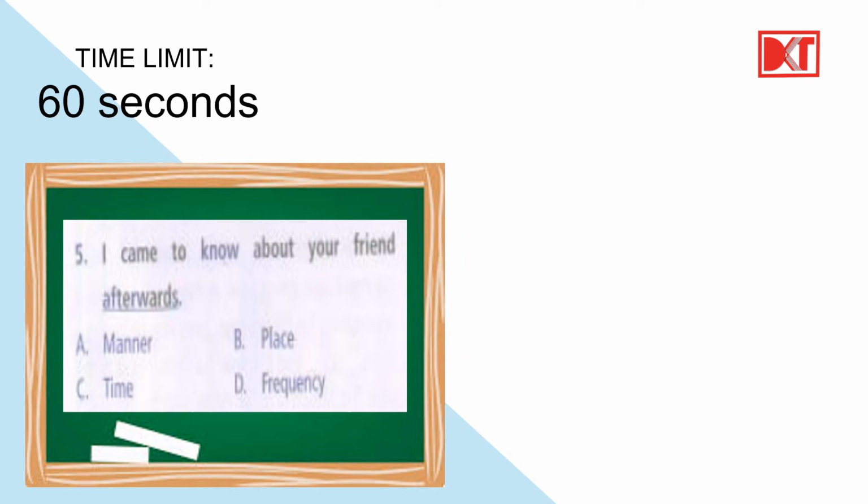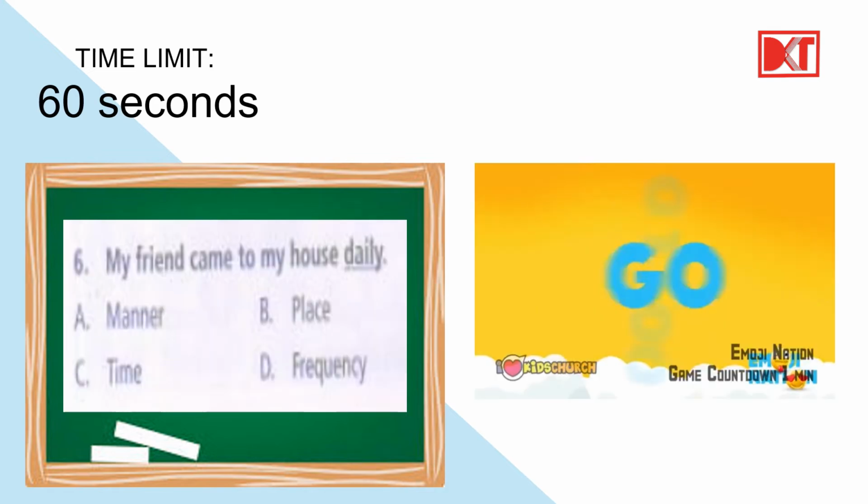I came to know about your friend afterwards. So this afterwards, the underlined word, which question is it answering? It's answering the question of time. Like, when did you come to know about my friend? I came to know about your friend afterwards. Answering the question of when, so it becomes the adverb of time.